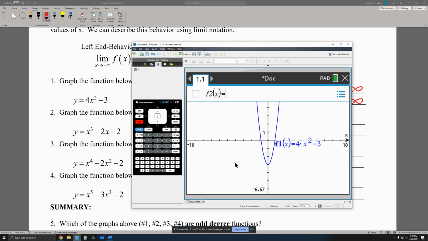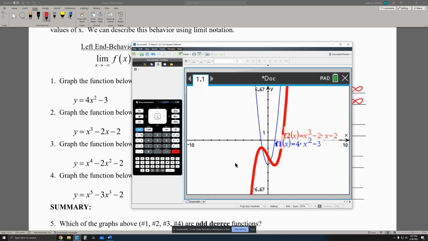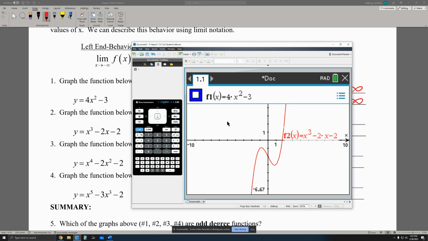So we'll go back to our Inspire. I'm going to open up a new function. So we have x cubed minus 2x, and then minus 2. And I'm going to hit enter, but I also want to hide that first one. So I'm going to go back to the first one and just uncheck it. All right, so now this is our second function.